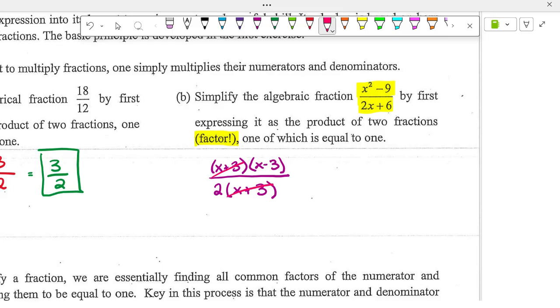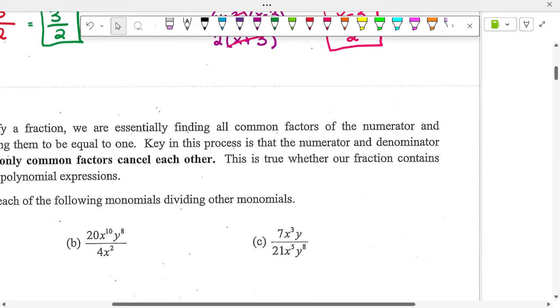And then our answer is whatever we're left with. So my answer is x minus 3, because that's what I have left up top, over 2, which I have left at the bottom. So that's why I said you got to be pretty decent at factoring, because most of the time when it comes to simplifying these expressions, you got to factor them first and then cross out stuff that appears in both the numerator and the denominator. Make sense? Pretty easy, right? All right, let's do some more.